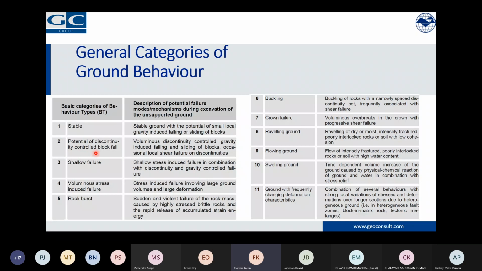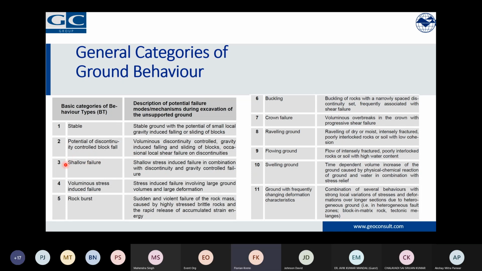Then behavior type 2, which is that there is a potential of discontinuity control block fall, means that my discontinuities are now several sets, and they may form blocks which can come out. Now, already we can have voluminous discontinuity control, gravity-induced falling and sliding of blocks, occasional local shear failure on discontinuities. So basically it means the rock itself is fine, but due to the discontinuities, there might be also larger volumes of rock mass when unsupported, which may go into a movement and may fall out.